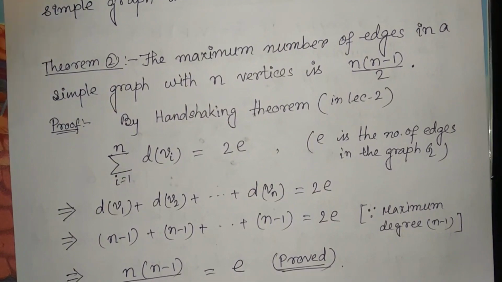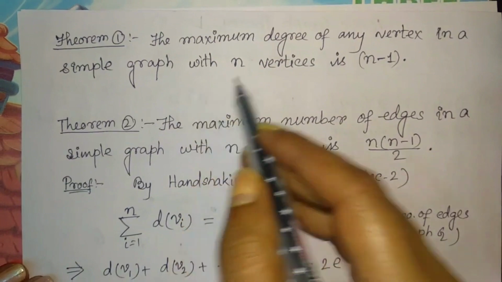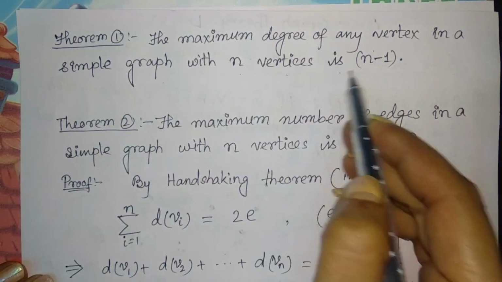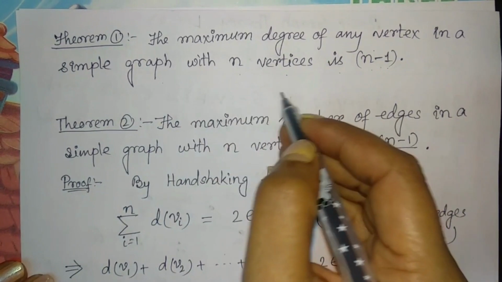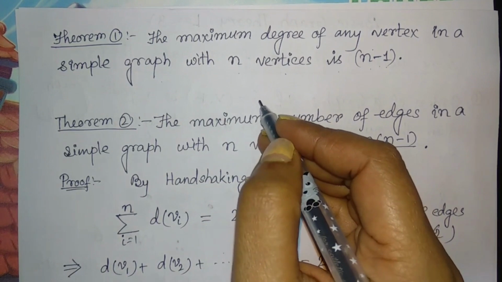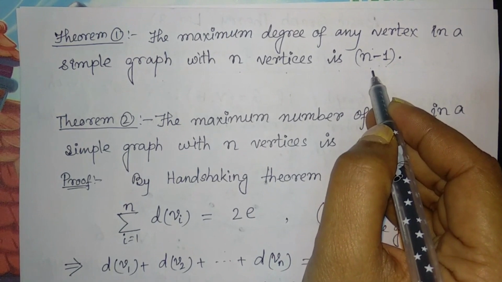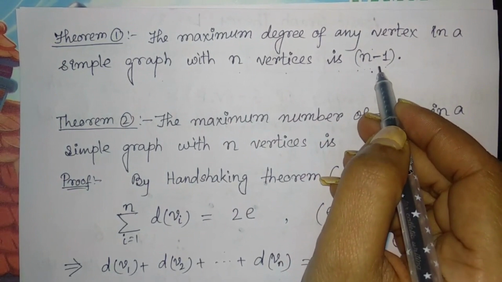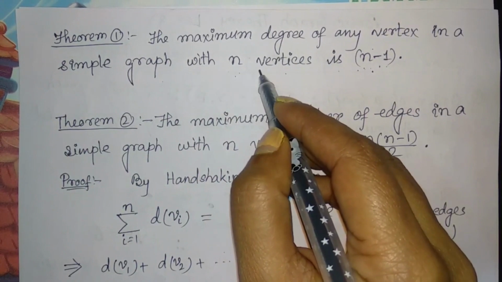According to all this, we have one theorem. The statement of this theorem is: the maximum degree of any vertex in a simple graph with n vertices is n-1. It is very obvious. A complete graph with n vertices has exactly degree n-1. So if it is a simple graph, not a complete graph, then we can have at most n-1 degree for each vertex if it has n vertices.